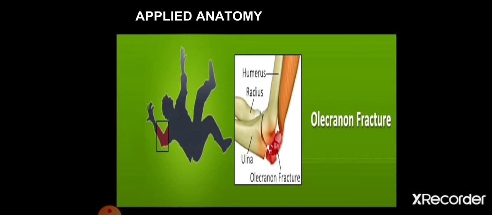This is the olecranon fracture. When a person falls directly on the olecranon process, it may lead to the fracture of it. So this is the olecranon fracture.